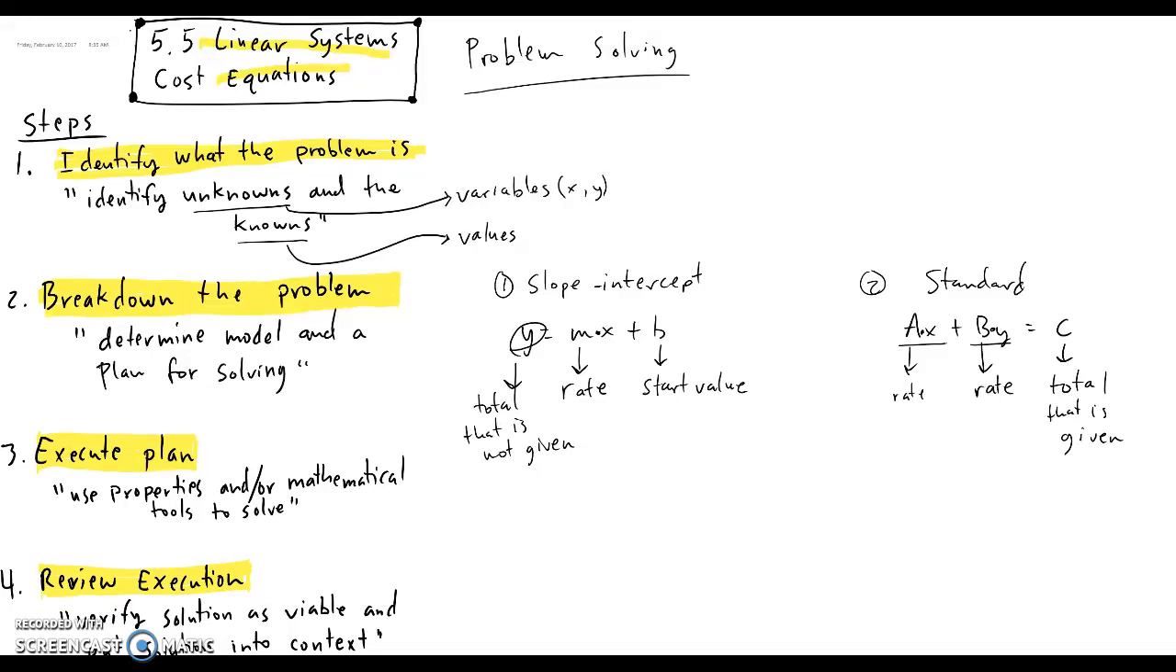Now, these aren't foolproof systems, right? You can use either model, but one model is more conducive to solving certain problems, and the other model is conducive to solving other types of problems. The third step is to execute the plan, so that's to use the algebra, okay, to find x and y.